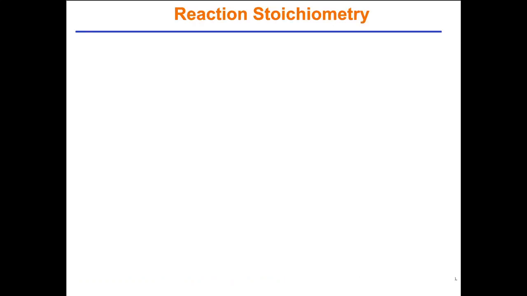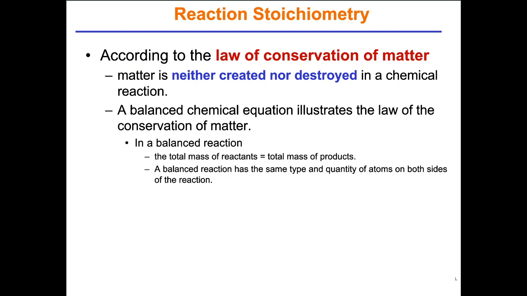Okay. So the first thing we're going to talk about is sort of where we left off with the last chapter, getting back into reaction stoichiometry. So remember that according to the law of conservation of matter, matter is neither created nor destroyed in a chemical reaction. Okay, so this is our basic law that governs reaction chemistry. So we can use a balanced chemical equation, which illustrates the law of conservation of matter. If we have a truly balanced chemical equation, it follows this law. So we're not creating or destroying matter.